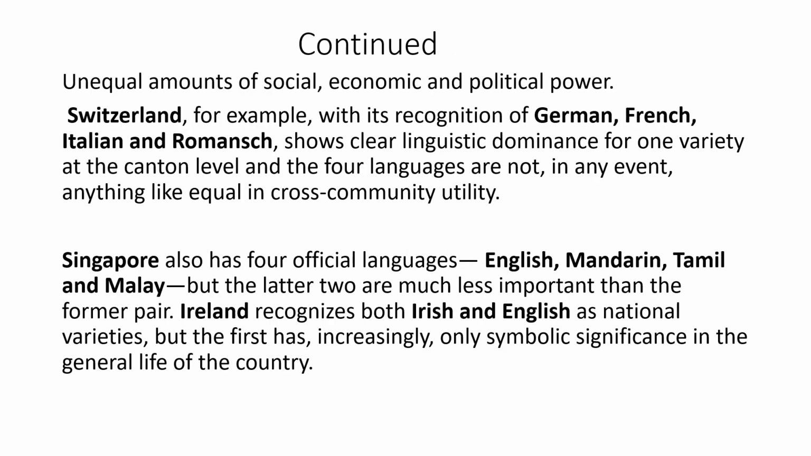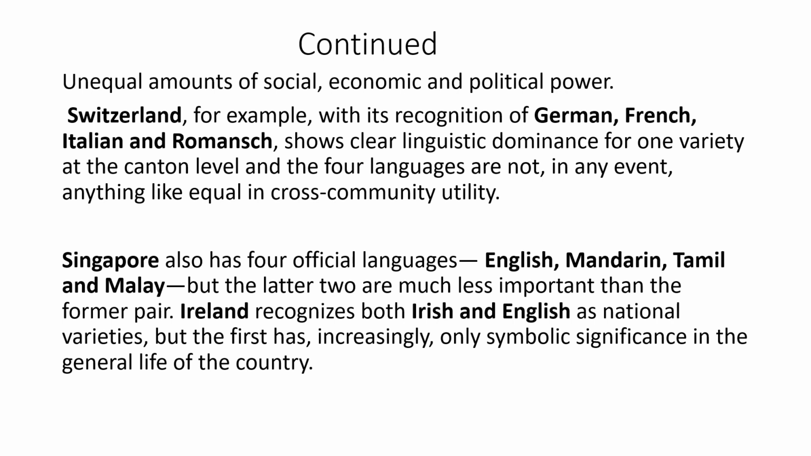Unequal amounts of social, economic, and political power. For example, Switzerland, with its recognition of German, French, Italian, and Romansh, shows clear linguistic dominance for one variety at the canton level. Canton level means district level, where one variety of these languages is spoken in many cases, or there are some dominant dialects or varieties of these languages. But we cannot say that these are the areas where German is spoken over a wide range. In different areas, districts, or towns, the different languages, French and Italian, are spoken in different ratios, with different amounts, on the basis of social, economic, and political needs.